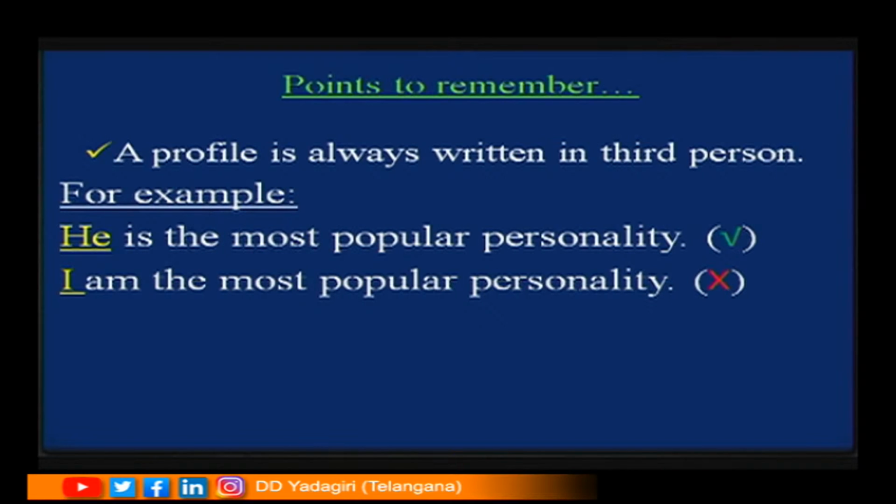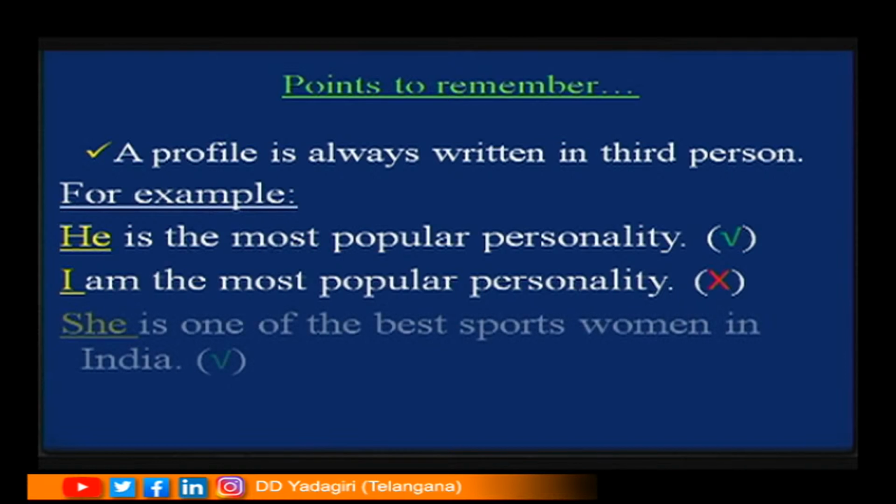The second one, I am the most popular personality. When you say I am the most popular personality, that means you are the most popular personality, but you are not going to write your autobiography. It seems a little bit like a biography. So, it is always written in third person. She is one of the best sportswomen in India. These are examples of how to write in third person.